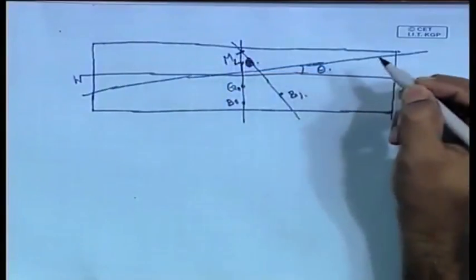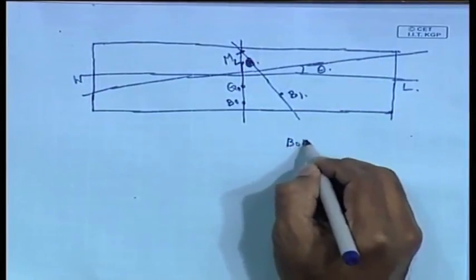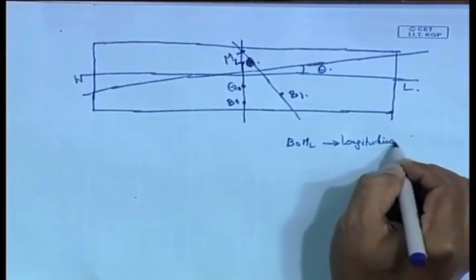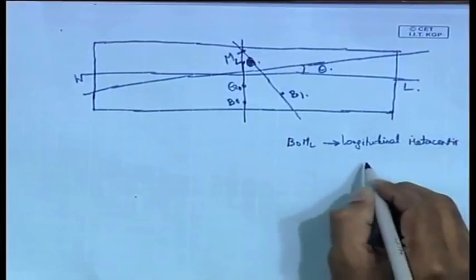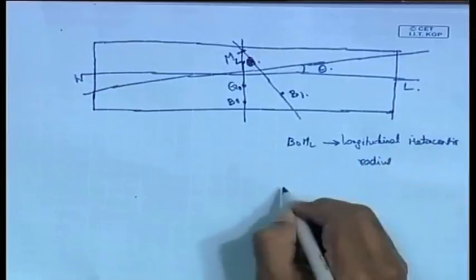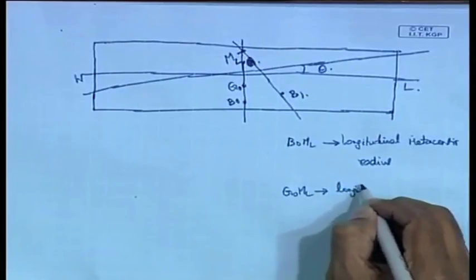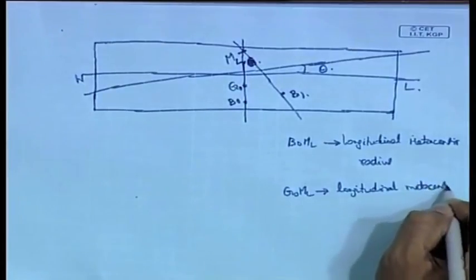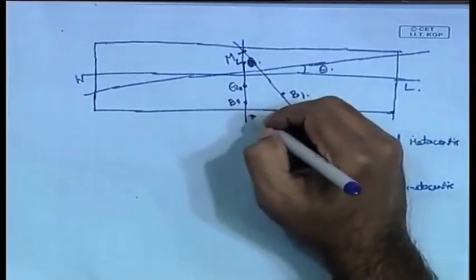Similarly, this M that we see here is no longer designated as M, it is called ML. So, B0ML is the longitudinal metacentric radius, and G0ML is the longitudinal metacentric height. Okay, so it shifts like this.